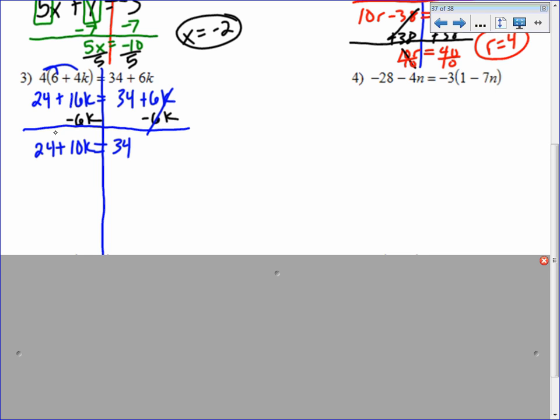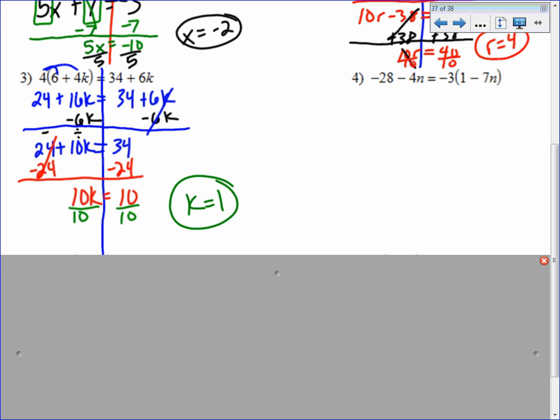Now we have a two-step equation. This 24, we need to get rid of. We're going to do that by subtraction, because it's a positive. The 10 is being multiplied to the k, so the opposite of that is division. You always add or subtract first, so we're going to subtract 24 from both sides. 24 minus 24 cancels. You're left with 10k equals 34 minus 24, which is 10. Now we're going to get rid of this 10k. We're going to divide both sides by 10, so k equals 1.